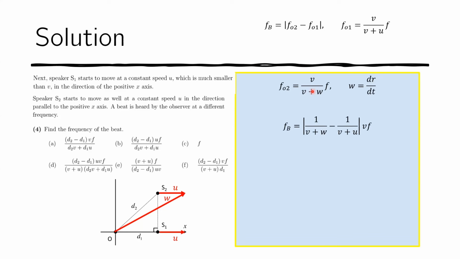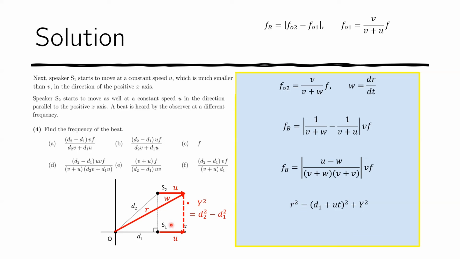Now, if we plug these in here, we can just factor out the v and the f. Now we have this. We simplify that a bit further, we obtain this. And now we just need to find w. The way we do that is, first, we write down the relationship between r, d, u, and this height.